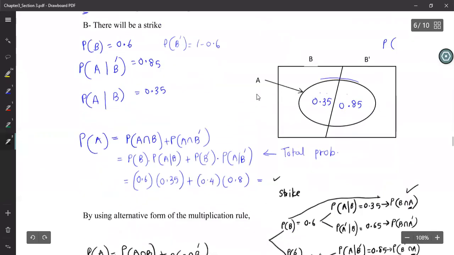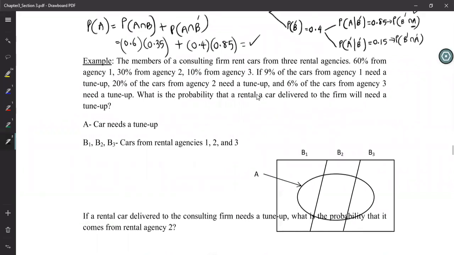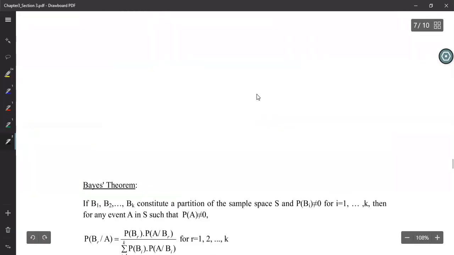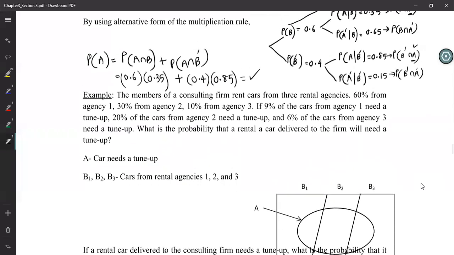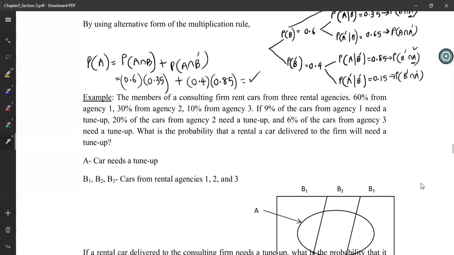Let's do another example and see whether you can clarify it. So we come to the base here. Forget about this diagram for a while, right? Let's try to do this example using the tree diagram. The members of a consultant firm rent cars from 3 rental agencies: 60% from agency 1, 30% from agency 2, and 10% from agency 3.